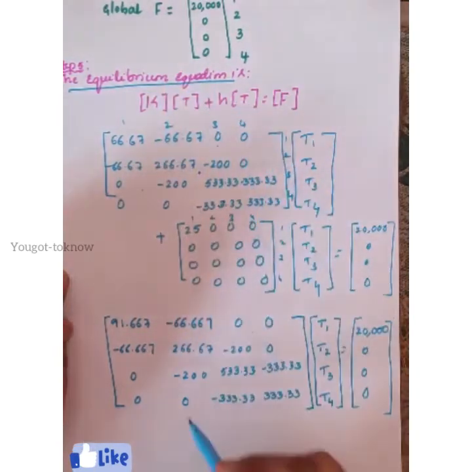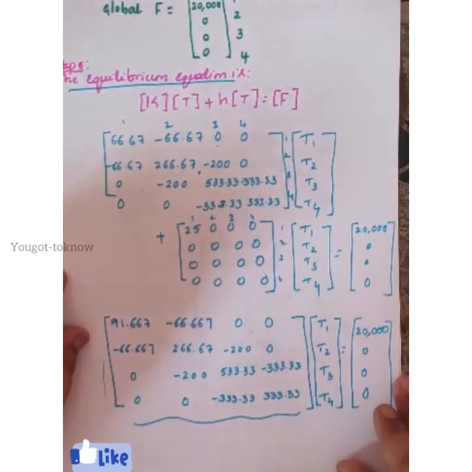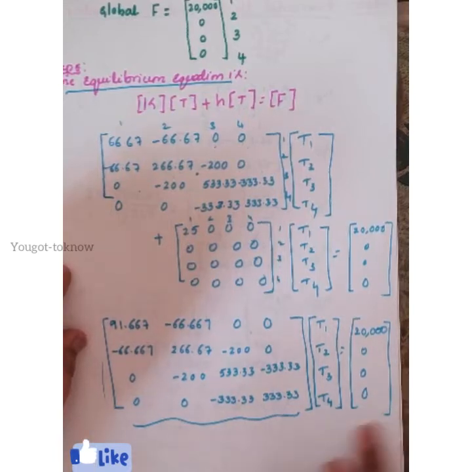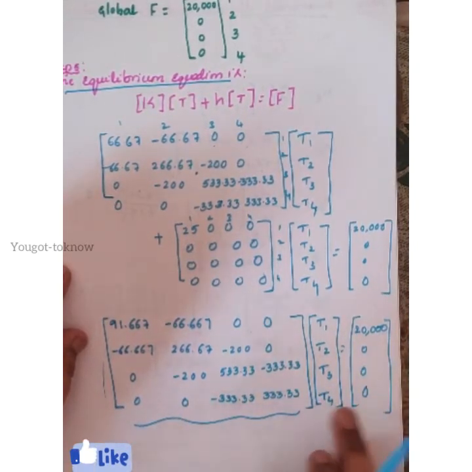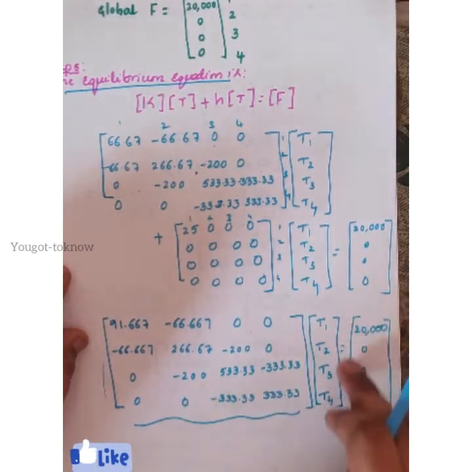Now add these two matrices. Now it becomes a global matrix. This is called the global matrix, which consists of both conduction and convection. If convection is not there, I can directly write 0 here and solve the problem, but in this problem it is present. Because of this, we have the global matrix of conduction and convection. This is your F matrix.